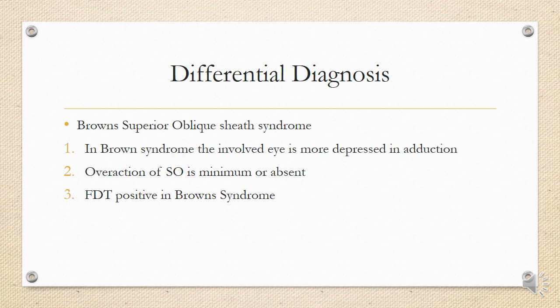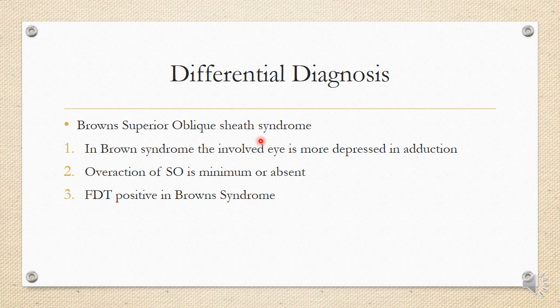Differential diagnosis for inferior oblique palsy is very important, because it shows similar attributes to other conditions. You need to differentially diagnose it from Brown superior oblique sheath syndrome. Either it is a paralysis of your IO, or it is a restriction of your superior oblique. That is very important to differentiate.